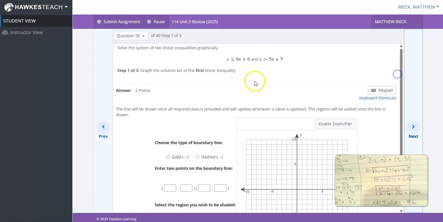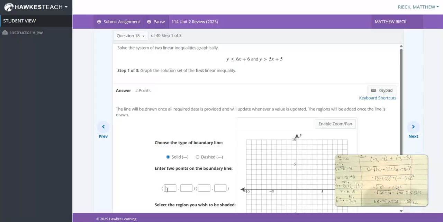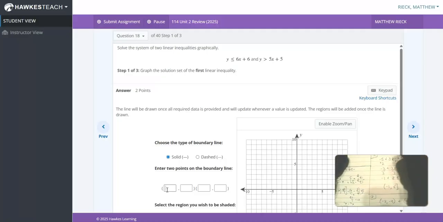All right, so again, we have a non-strict inequality, so it can equal. So we're going to use a solid line. And again, we can use the y-intercept there. So your y-intercept is going to be when your x is 0, so you have 0, 6.